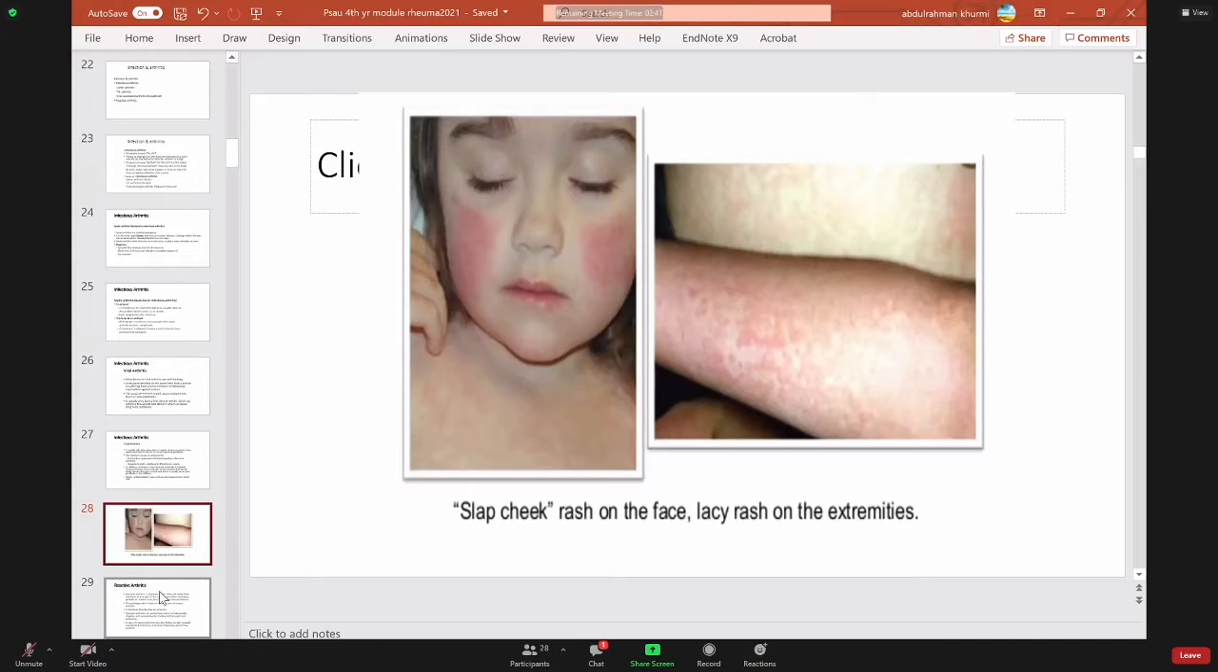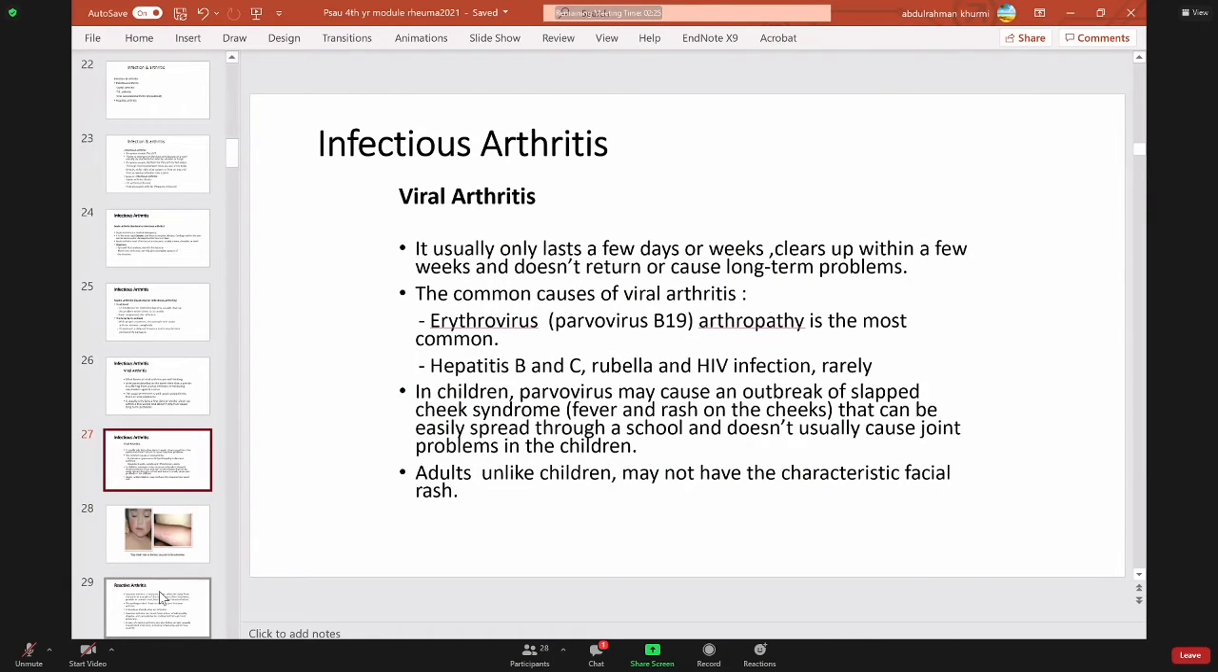This is slapped cheek rash, part of the parvovirus infection in a child. So you see the systemic illness is there, and he also has joint disease. Is this infectious arthritis, Doctor? This is not a septic arthritis. It's infectious arthritis because it's caused by infection, but that doesn't mean the virus is in the joint. No, it's a systemic illness that affects the joint.